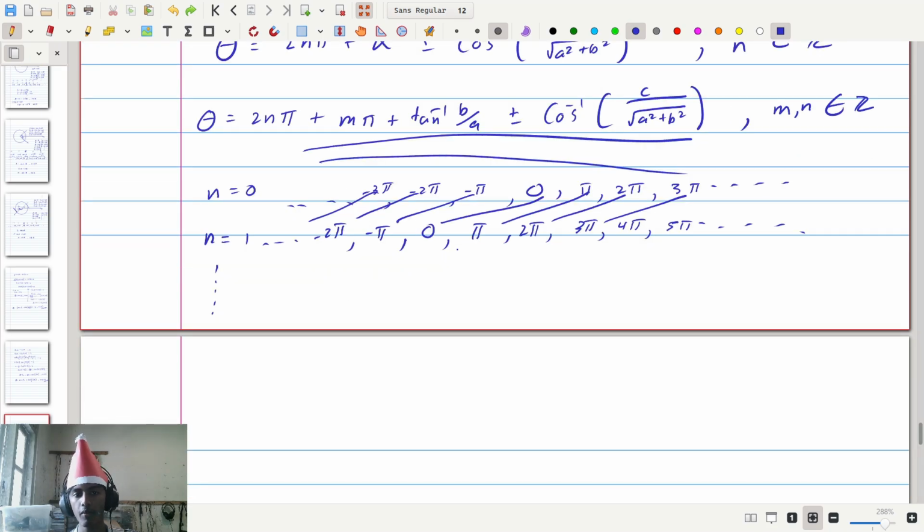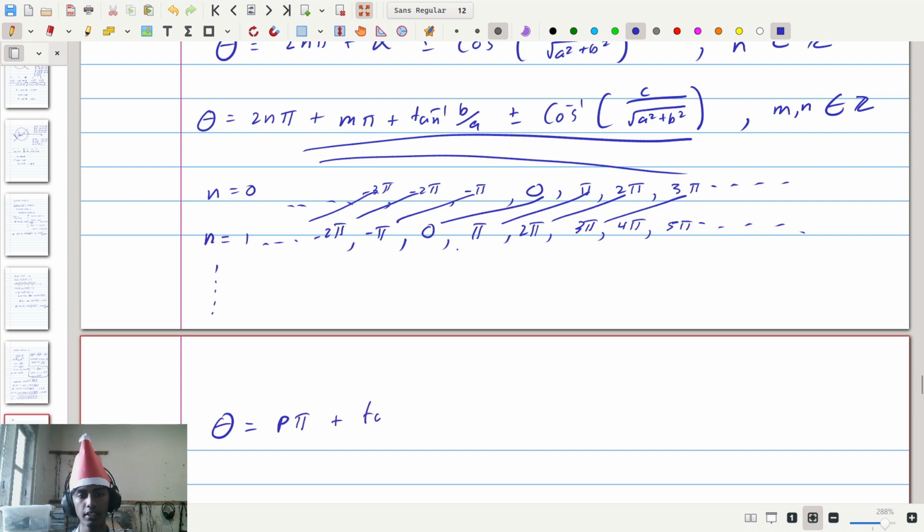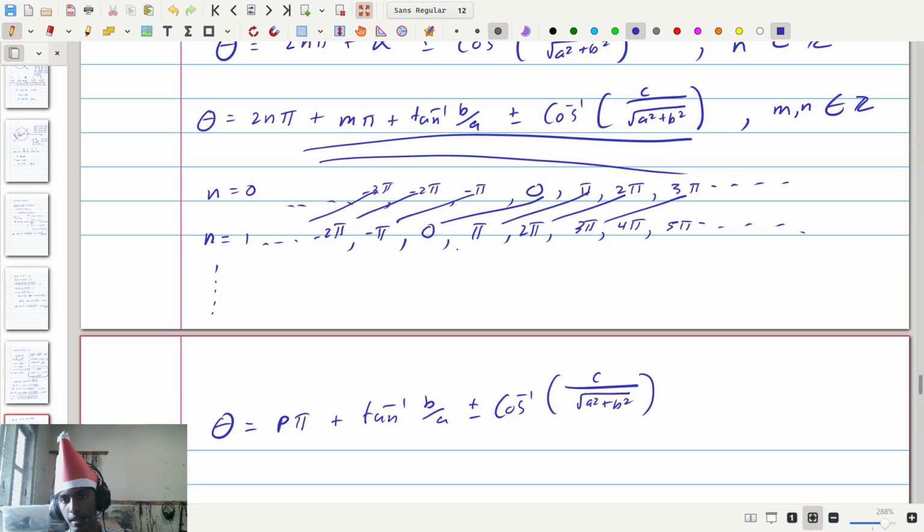We can write all we need is some integer multiple of pi over here. We can see in each of these sets all we have is just an integer multiple of pi. So I can actually write that theta is equal to, I'll use another counting number, let's say p. It is just p times pi plus the tan inverse of b divided by a plus or minus the cosine inverse of c divided by the square root of a squared plus b squared. So here p is an integer.